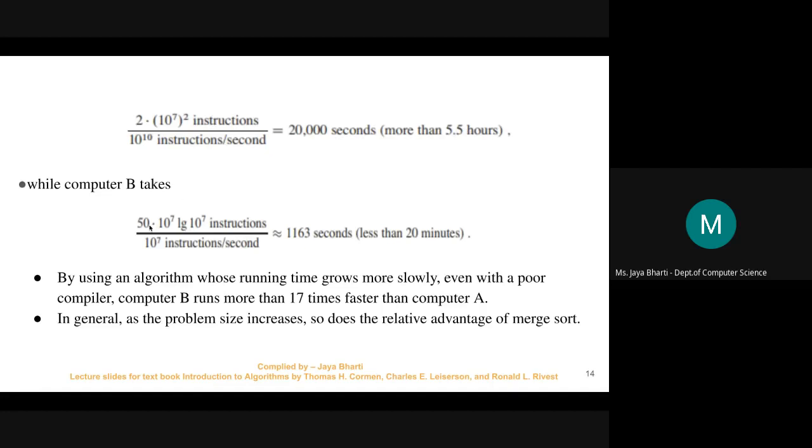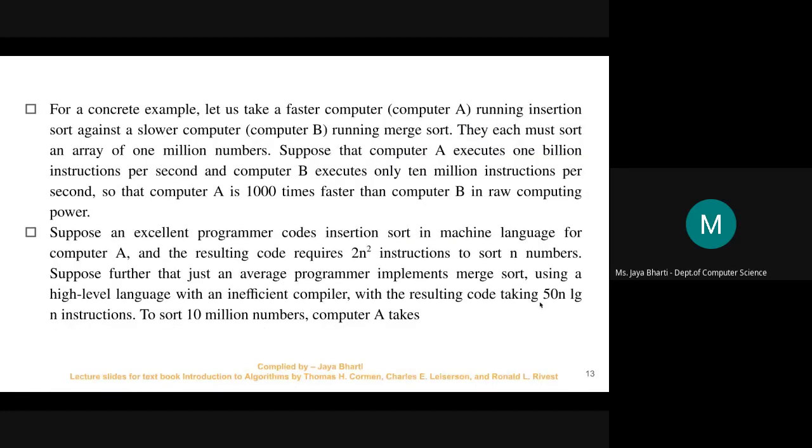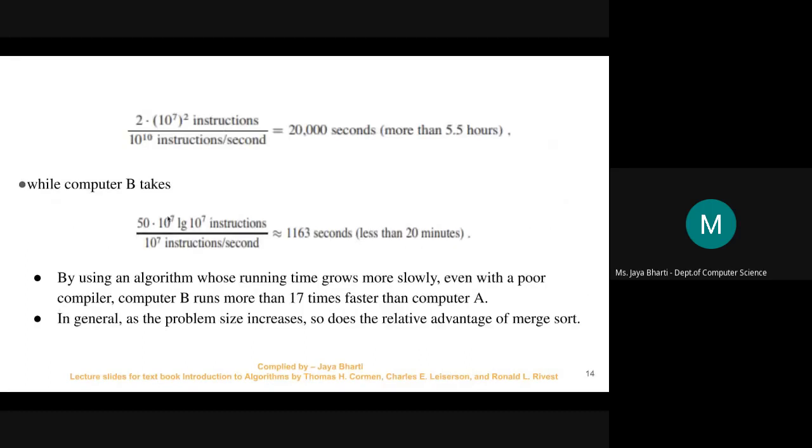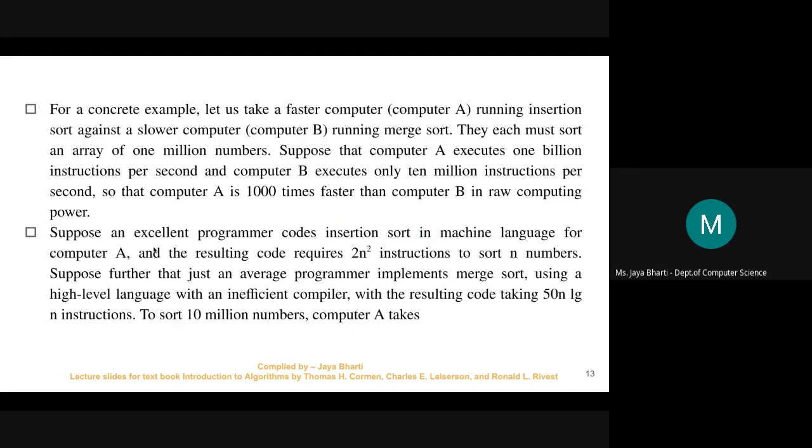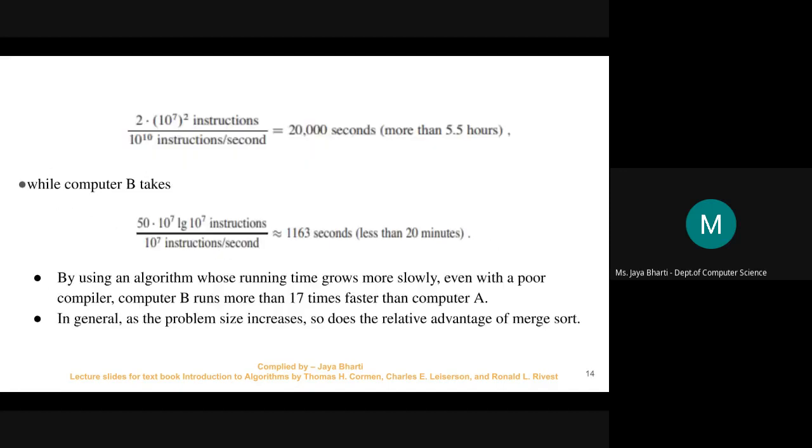While computer B takes 50 n log n. So 50 into 1 billion, then log n instructions, and it is running at 1 million instructions per second. So it will take less than 20 minutes. Because we are using the log n here, we can see the difference. It is the fastest computer. It is taking less time, whereas the other takes 2n square.